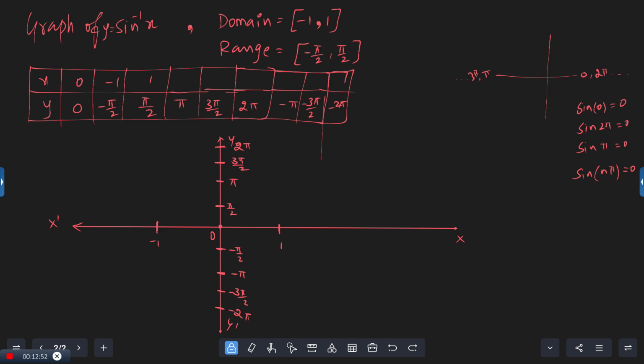This is one result. So sin pi is what? 0. Sin 2 pi also 0. Sin minus pi is 0. Sin minus 2 pi is 0. Very simple. Like that, sin pi by 2. What is the answer? 1. Very good. Sin pi by 2 is 1.